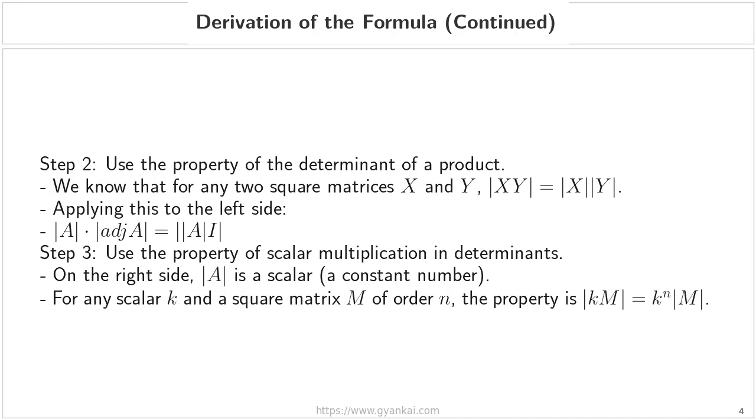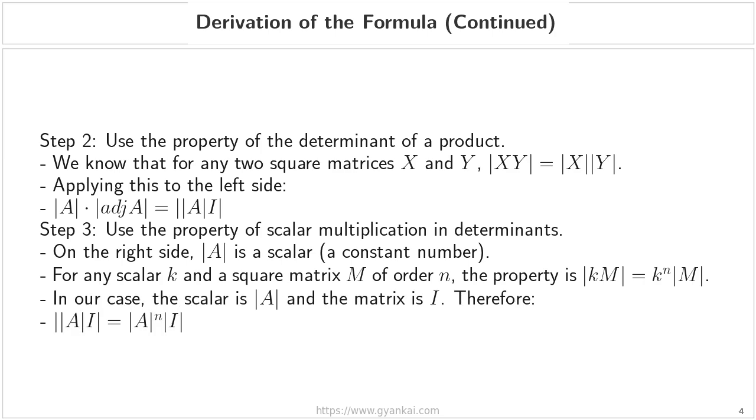If you have a scalar k multiplied by a matrix M of order n, the determinant of that resulting matrix is equal to k raised to the power of n, multiplied by the determinant of the original matrix M. In our specific case, our scalar k is the determinant of A, and our matrix M is the identity matrix. Therefore, when we take the determinant of A times the identity matrix, it transforms into the determinant of A raised to the power of n, multiplied by the determinant of the identity matrix.